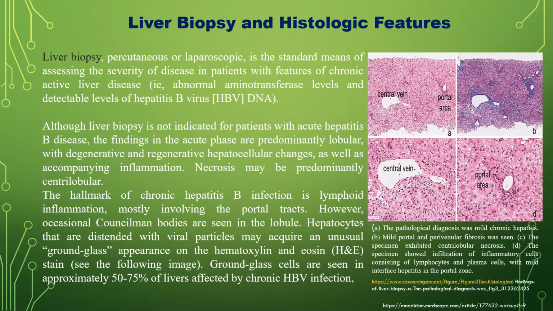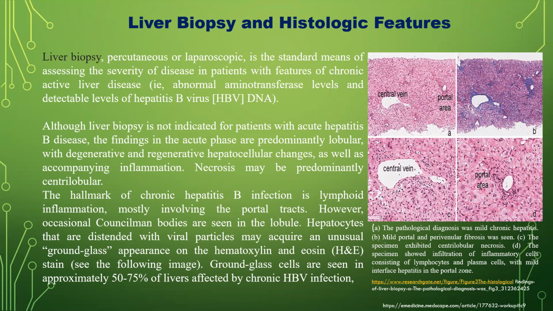Liver biopsy, percutaneous or laparoscopic, is the standard means of assessing the severity of disease in patients with features of chronic active liver disease. Also, liver biopsy is not indicated for patients with acute hepatitis B infection. The findings in the acute phases are predominantly lobular with degenerative or regenerative hepatocellular changes, as well as accompanying inflammation. Necrosis may be predominantly central lobular.